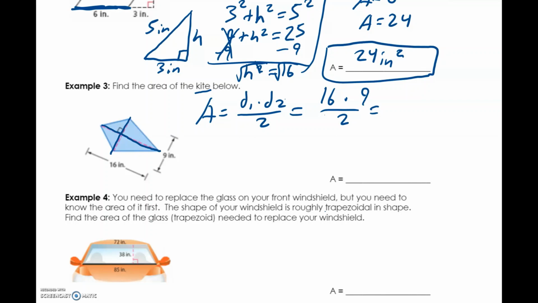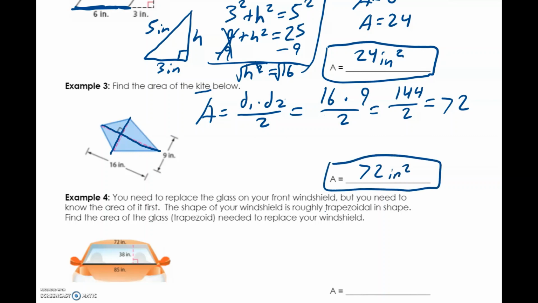So 16 times 9, you can either do this in your calculator or in your head. That's going to give you 144, and then divided by 2. And then 144 divided by 2, or cut in half, is going to be 72. So the area of this kite is going to equal 72. And then again, same thing as before as we're finishing these up, look at the unit, so we have inches squared. That'll be my final answer here.